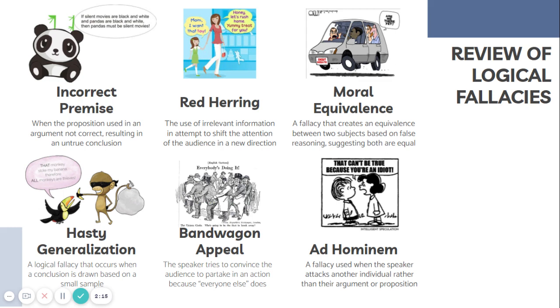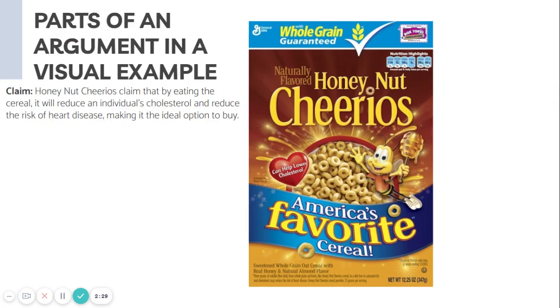Bandwagon appeal is when the speaker tries to convince the audience to partake in an action because everyone else does it. And lastly, ad hominem is a fallacy used when the speaker attacks another individual rather than their argument or proposition. Next, we're going to look at the parts of an argument in a visual example.